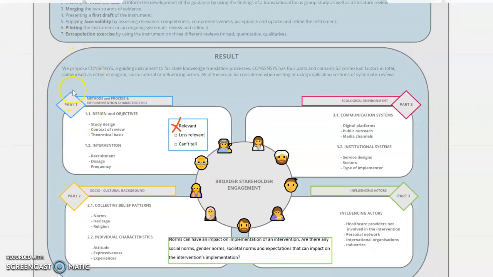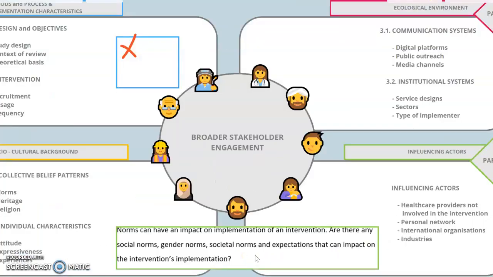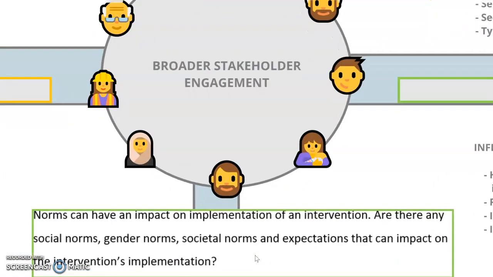CONSENSYS is divided in 4 parts. Each of these parts represents a core element of context in healthcare. It is presented in the form of a checklist with 52 contextual factors to tick off. In addition, CONSENSYS provides triggering questions or statements to consider for structuring the implication section or support the reflection on how to translate evidence to a local context.